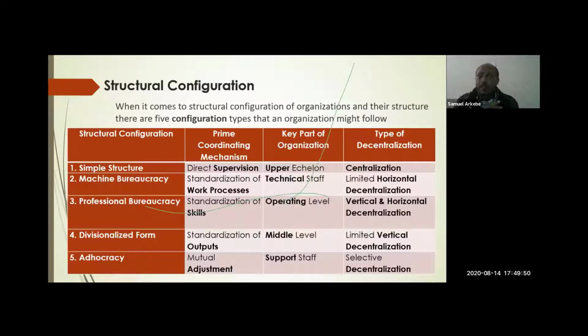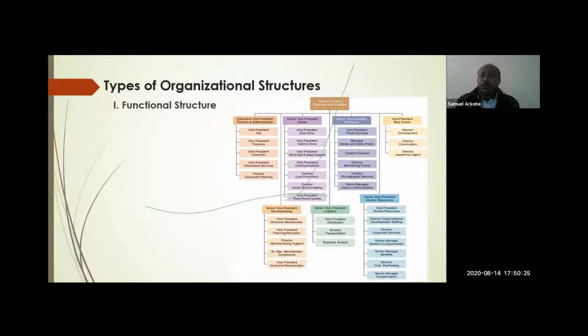Then the structure configuration is very important. When we configure an organizational structure, these five different types of configuration could be used. I will not go into the details, but I'll just mention those five: a simple structure, a machine bureaucracy, a professional bureaucracy, a divisionalized form, or autocracy. So these are the five structure configurations you can mention. Then what types of organizational structures can we have? There are a lot of them. I will just mention some of them, and I'll go quickly because we're given limited time.